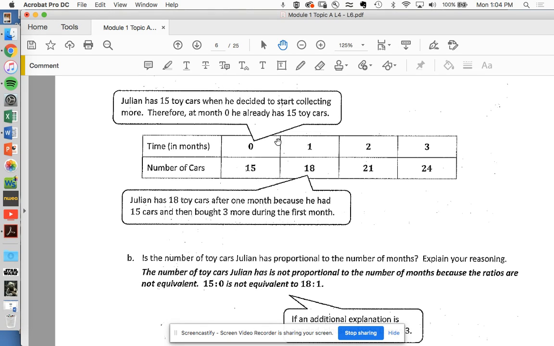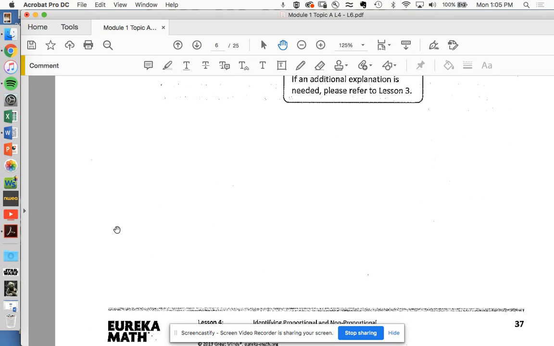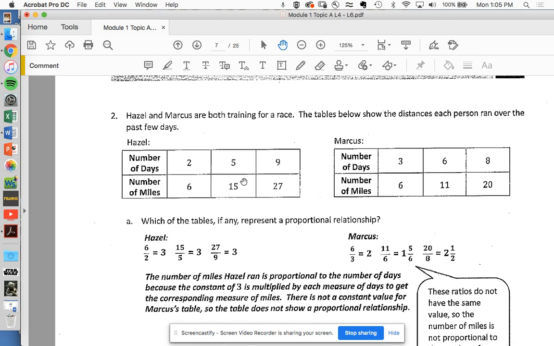So is this a proportional relationship? The answer is no. Remember the origin? Remember the origin? What was that point called, the origin? 0, 0. It needs to start at 0, 0. If it doesn't start at 0, 0, not proportional. And then they use the example of those two ratios are not equivalent. Okay? Next page is very similar to one in the homework.